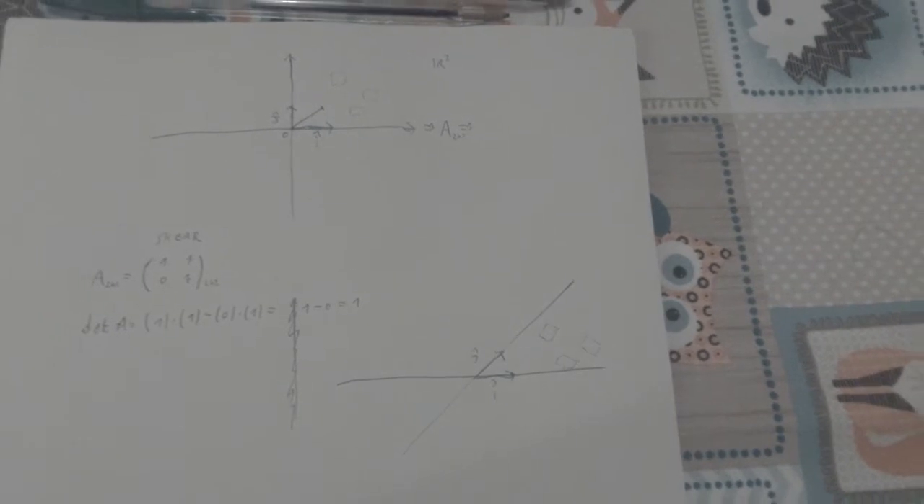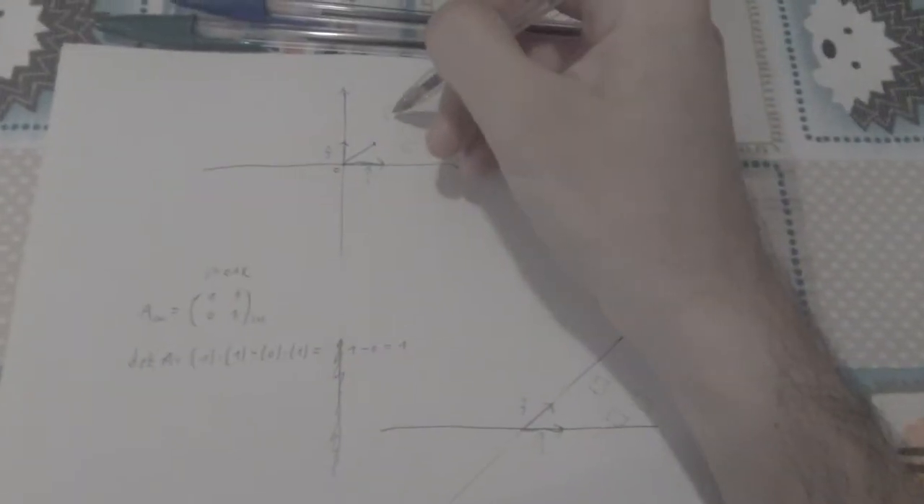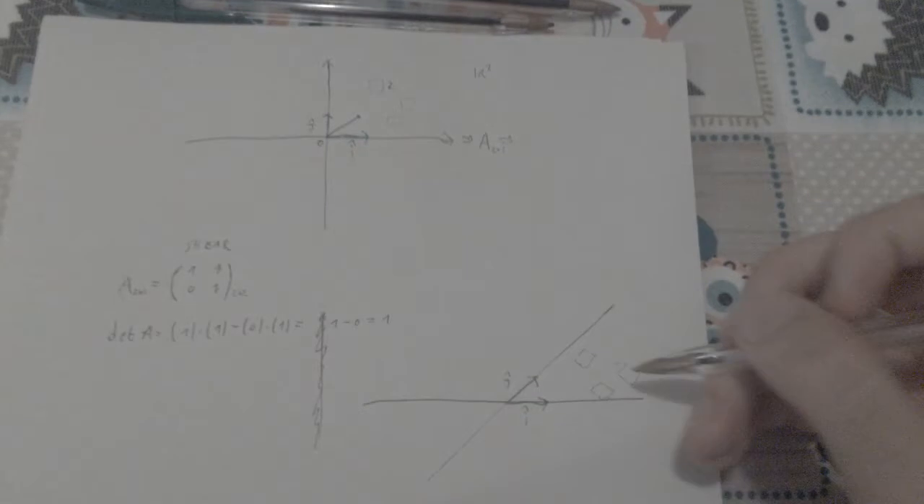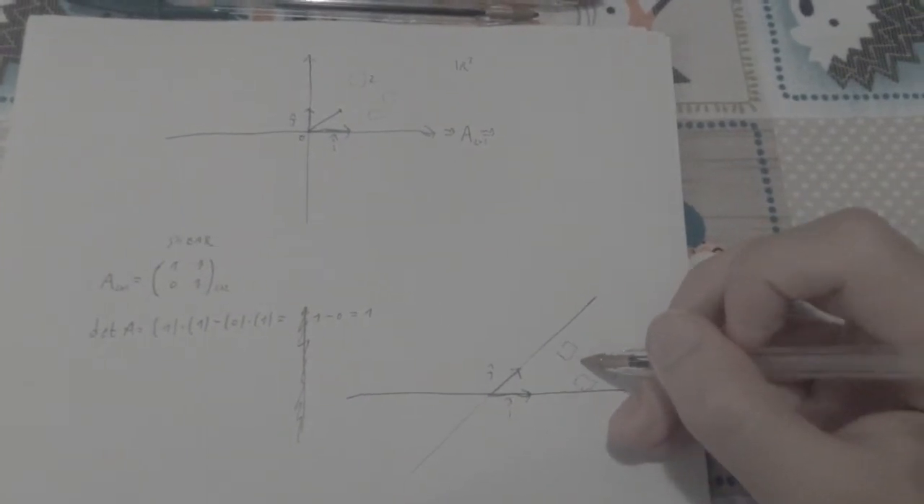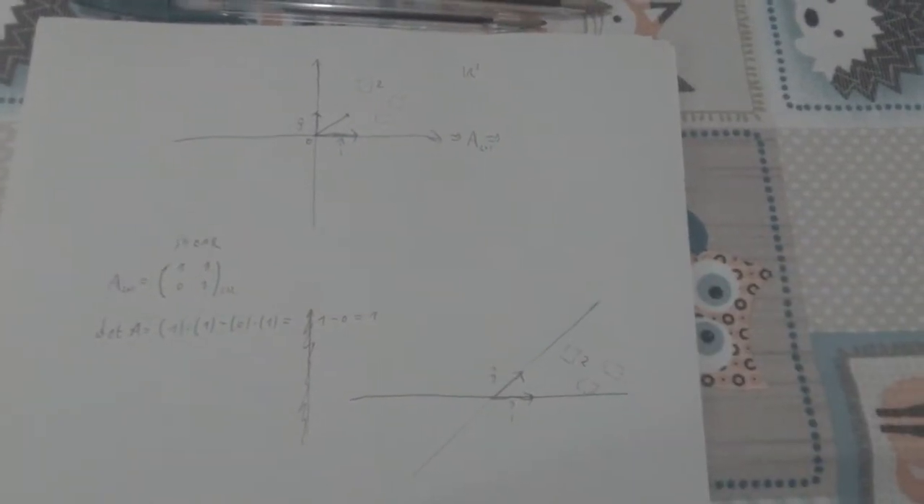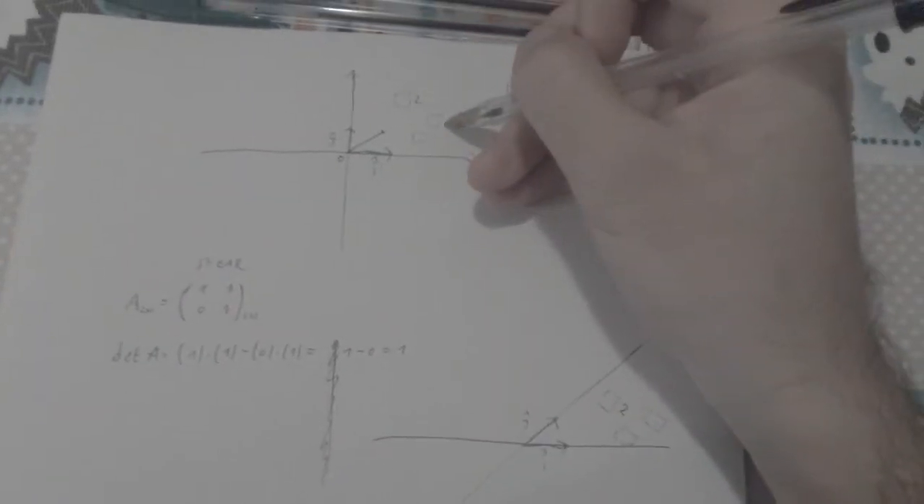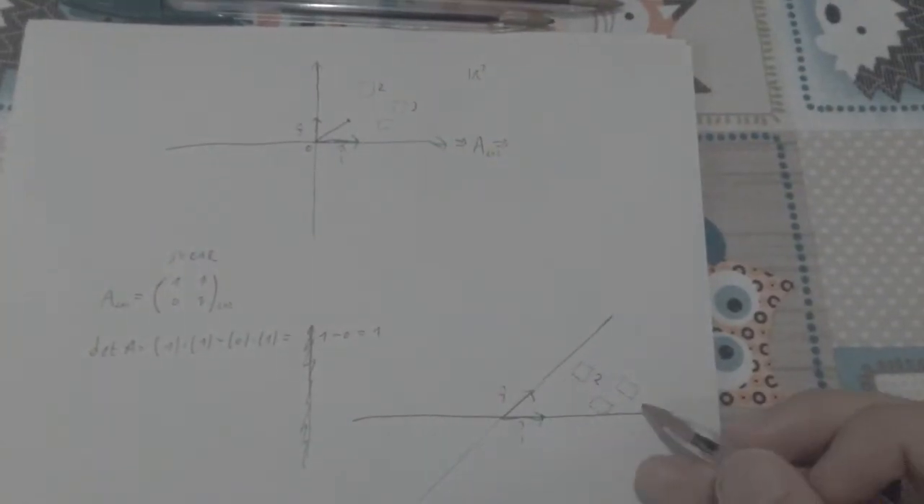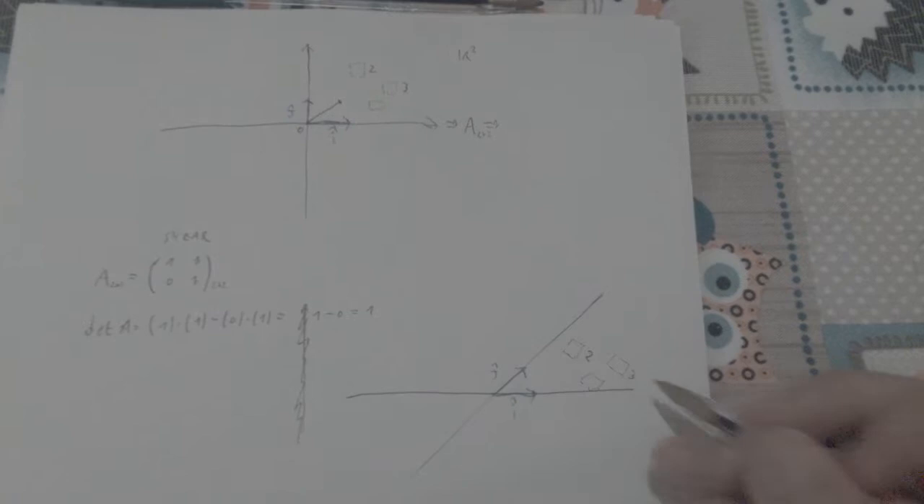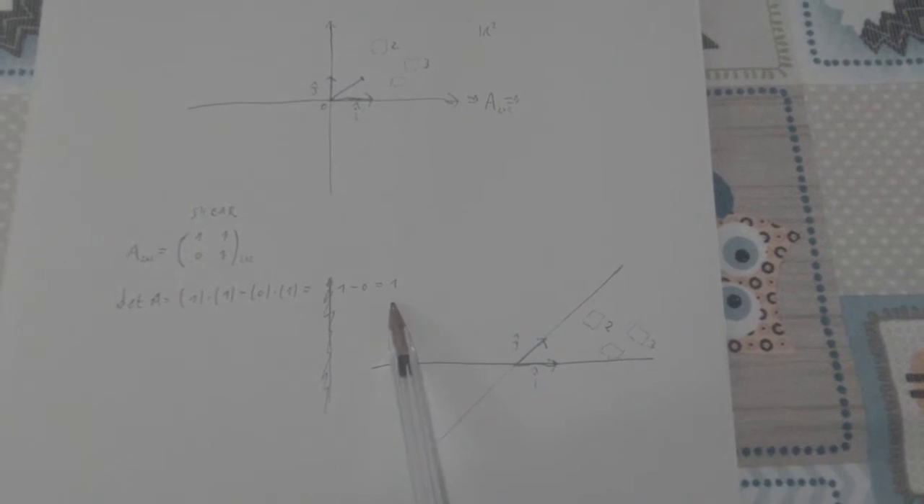So if the area of this was, let's say, 2, the area of this one is still going to be 2. If the area of this one was 3, this one is still going to be 3. So basically the determinant tells you how much you're going to scale the area of an object in space.